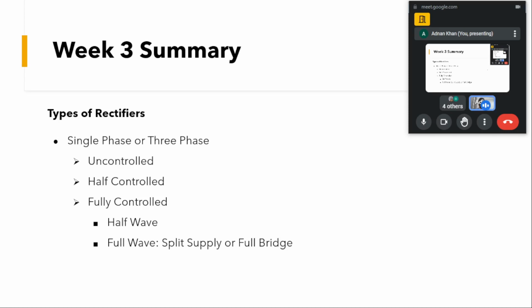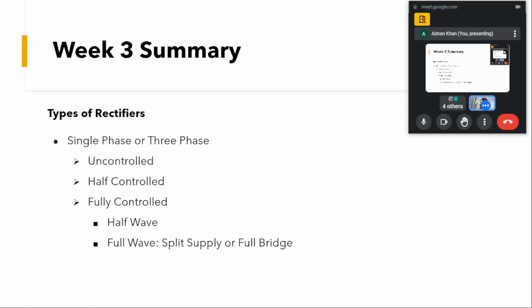What can be seen is that both single phase and three phase systems can have half wave topologies, which can only rectify a half wave, and there is a full wave rectifier which can have a split supply or a full bridge rectifier. I'll be briefly going through these, showing the circuitry, and we'll be rushing towards the problems in the later part.